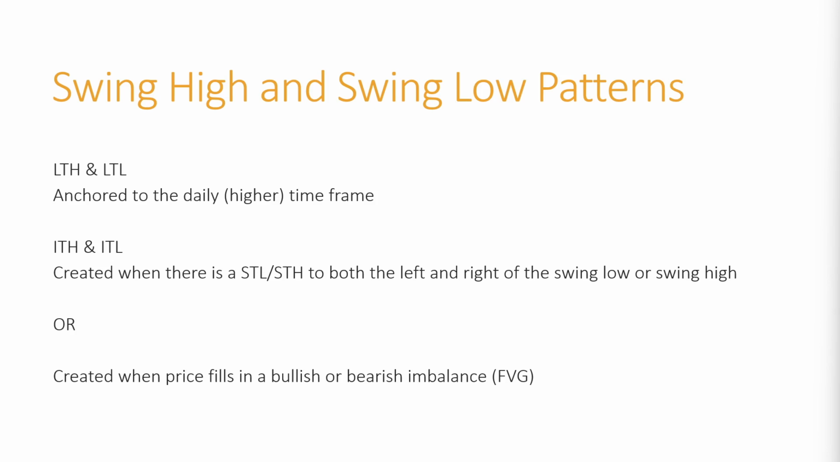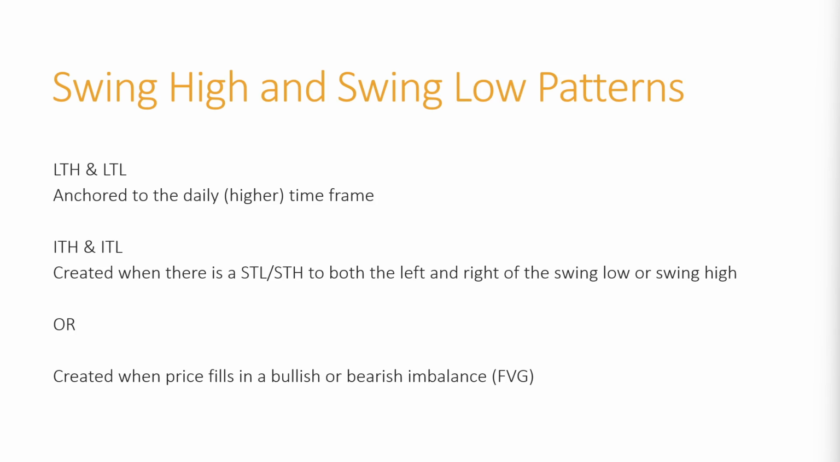And obviously the converse is true for an intermediate term high. The intermediate term high will be a swing high pattern between two short-term highs. And so there'll be a short-term high to the left and to the right of that intermediate term high. And the high of the intermediate term high should be higher than the two highs either side of it.